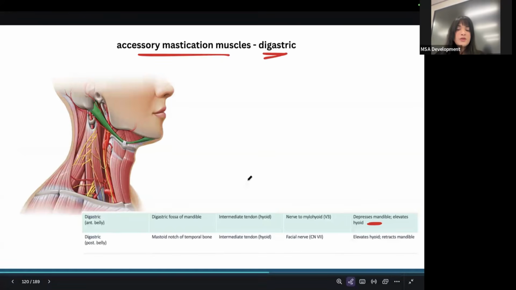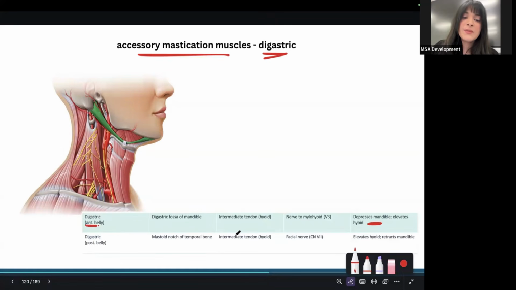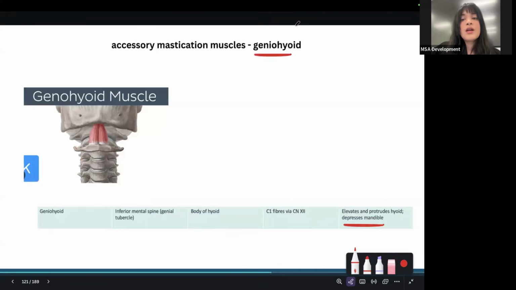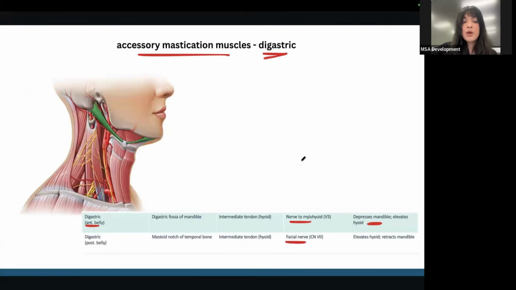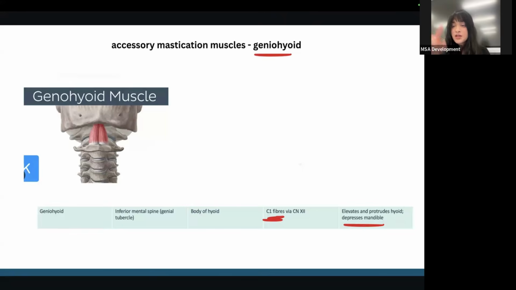Right. So then we move on to digastric. The anterior belly is supplied by the nerve to mylohyoid, and the digastric posterior belly is supplied by the facial nerve. Very important to know this. Geniohyoid is, look here, fibers via cranial nerve, what is that, 12? Yeah, 12. So the posterior belly of digastric and the geniohyoid muscle are not supplied by V3. They're supplied by different fibers. I need to know what those fibers are.